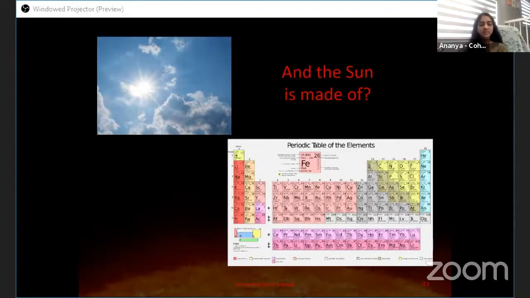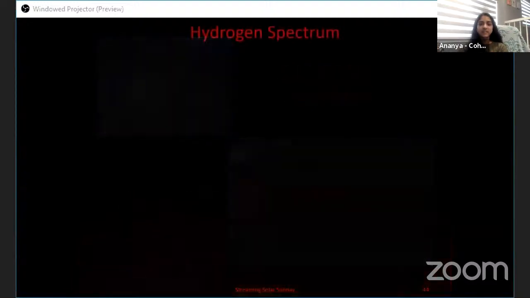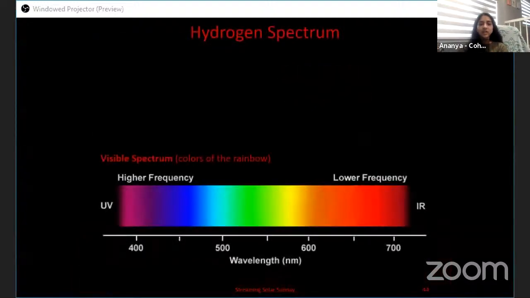And the sun is mainly made out of hydrogen, which is the first element on the periodic table. And it's made up of really hot hydrogen too, which makes the hydrogen atoms really energized. And this could result in it releasing light or glowing. So if we go back to the rainbow of visible light at the bottom of the next slide and ask, how does hydrogen glow? Well, it turns out it glows in very specific colors.